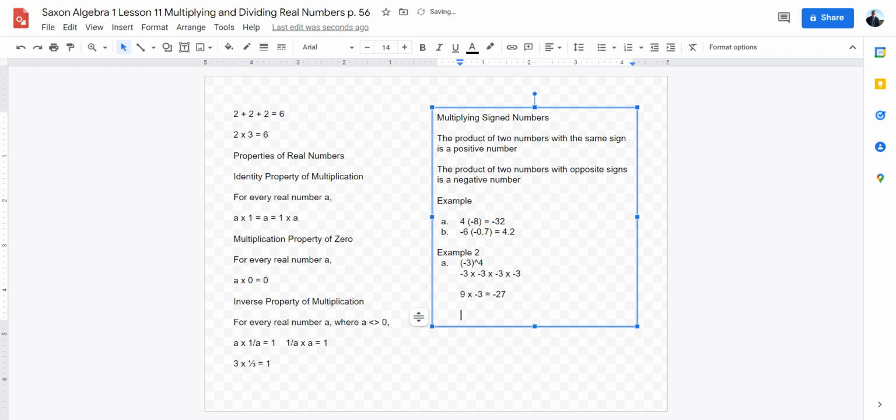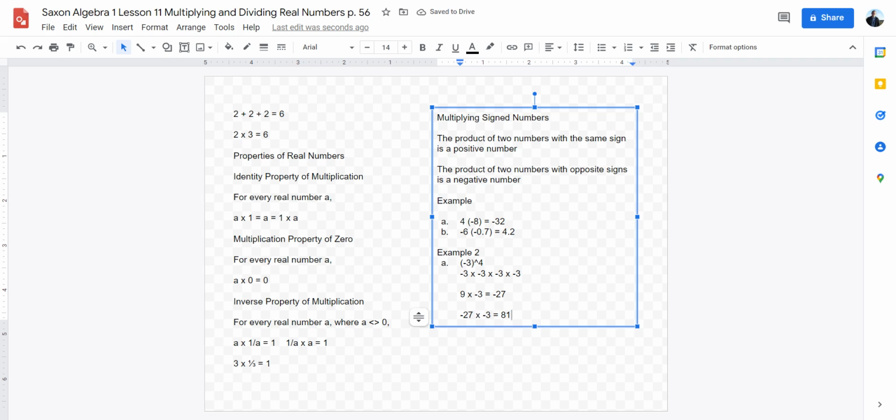And then I have -27 times my last -3, and they have the same sign again. So -27 times -3 is going to give me positive 81 in the end. And my answer there is going to be 81.